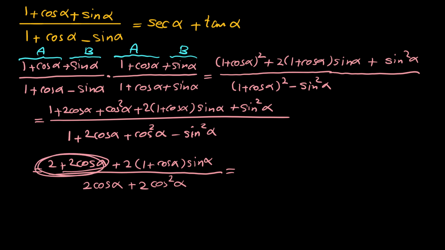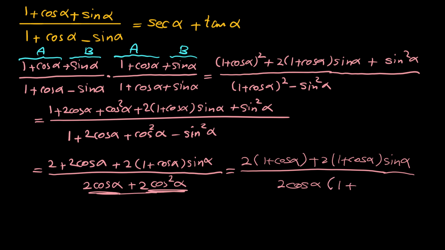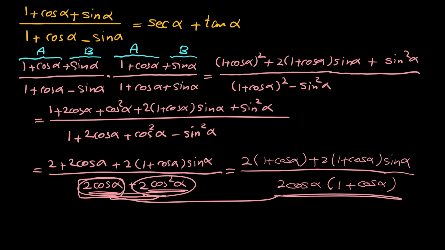Later we simplify the 2 from the numerator with the 2 from the denominator. Look at these 2. What do you notice? You can factor a 2 from those 2 terms. If we factor 2, then we have 1 plus cosine alpha. And then we have 2 times 1 plus cosine alpha times sine alpha in the numerator. So in the numerator we did basically nothing, just we factored a 2 from the first 2 terms. And in the denominator we factor a 2 also. We can factor basically a 2 cosine. The cosine is common between these 2 terms. If we factor 2 cosine, then we have 1 plus cosine alpha. So from these 2 terms we factor a 2 cosine alpha, and then we have this.